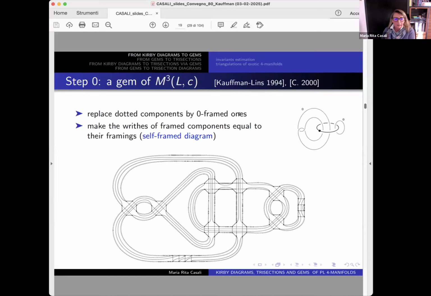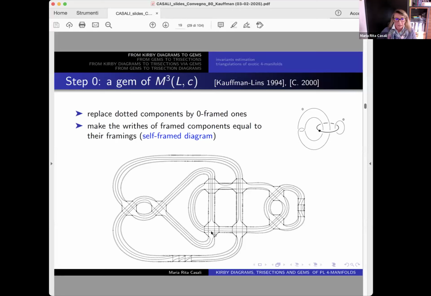First, after replacing the dotted components by 0-framed ones, we possibly add a suitable number of positive or negative curls in order to make the writhe of each non-dotted component equal to its framing. For example, in this picture, this framed component would require 2 additional negative curls since its writhe is 2 while its framing is 0.